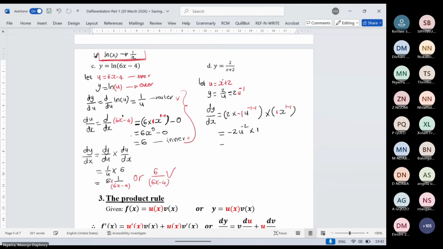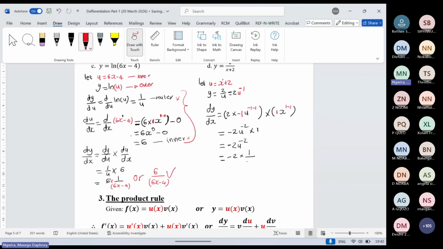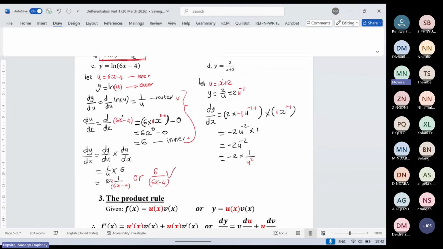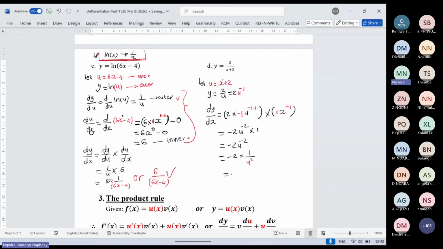And then I said that I don't want my exponent to be negative. So this times this is -2, u to the power of -2. Don't ask how I got it, I'm just doing it. Now this will be -2 times 1 over u to the power of +2, since we want it positive. It's up to you. So -2 over u to the power of 2. This is the shortest way.